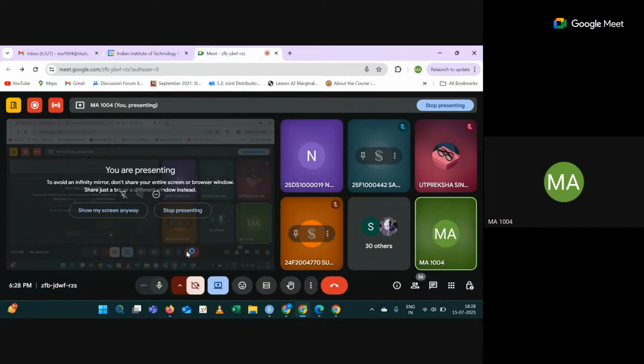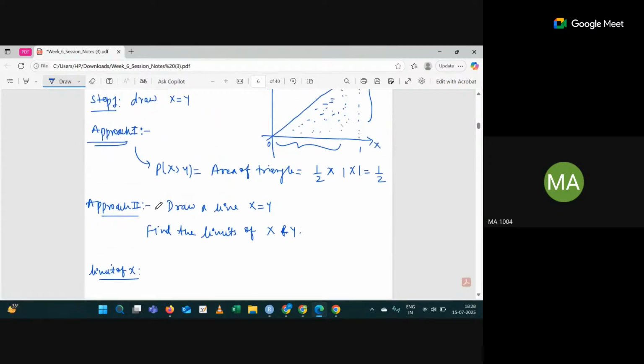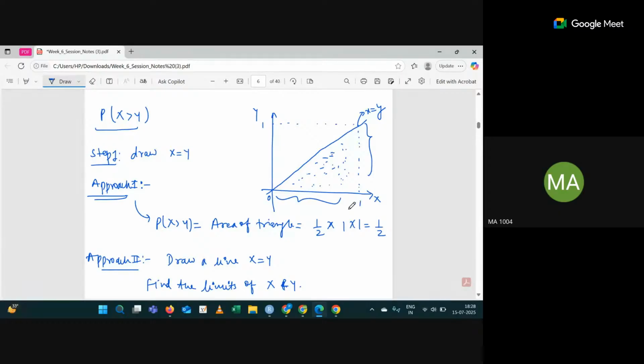Okay, so suppose I'm interested to calculate the limit of x. There is one approach for how to proceed, and you can go either way also. Suppose I'm interested to calculate the limit of x, then I will draw a parallel strip or parallel line with respect to x, and then we have to identify the limit.